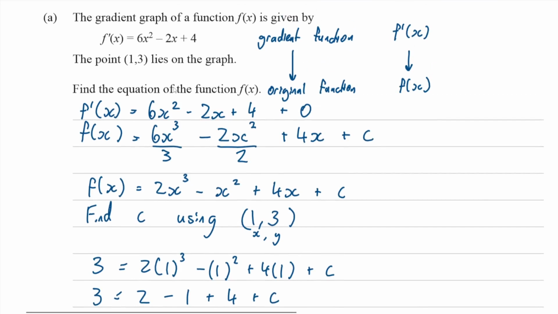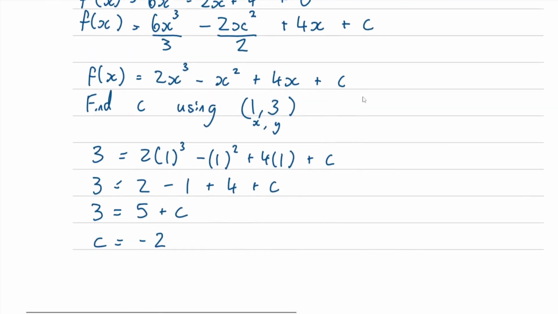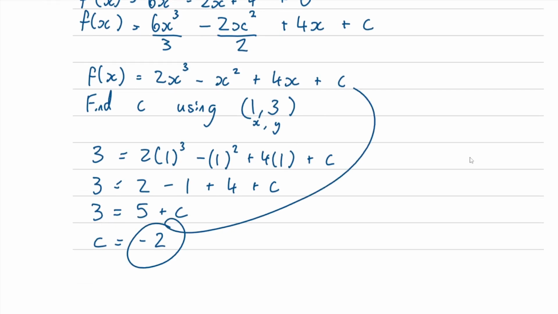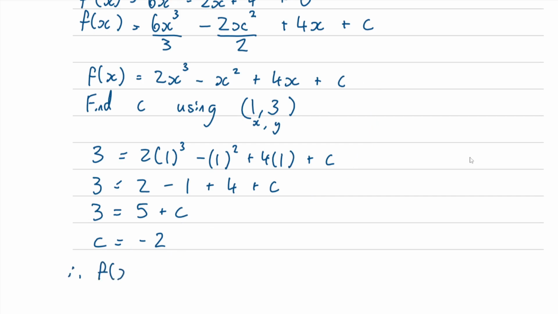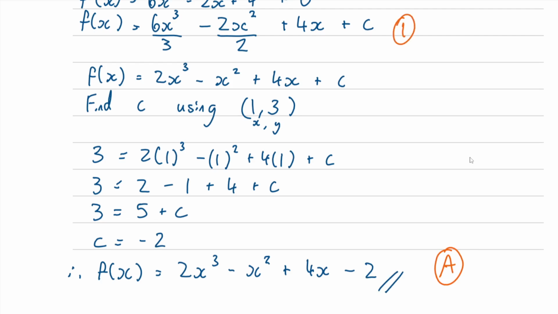Alright, so are we done? Have we found the equation of the function f of x? No. We found c, but now we need to put it back into our equation. So our last step, therefore, f of x equals 2x cubed minus x squared plus 4x plus c, where c is minus 2. And now we're done. And so that is an achieved question, as we demonstrated, we can anti-differentiate and then solve for c using a point on the function.